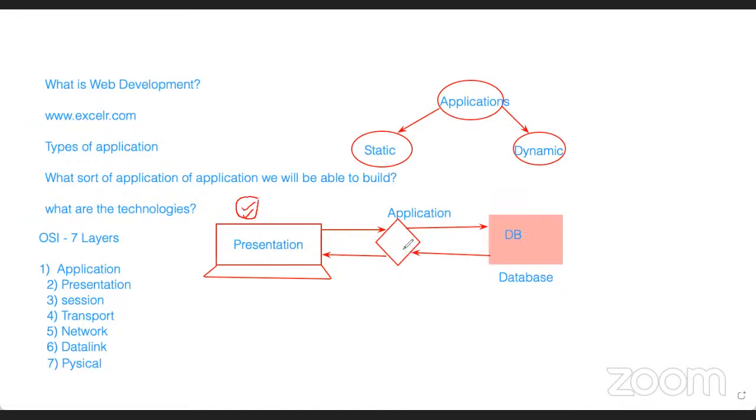There is some set of people who are aware of Java, .NET, and all these people are going to work on this particular layer. So the Java team, or Python, or .NET, a different sort of middleware team is going to work on this. And for the database, there is MySQL, MongoDB, NoSQL, Oracle, different kinds of databases.